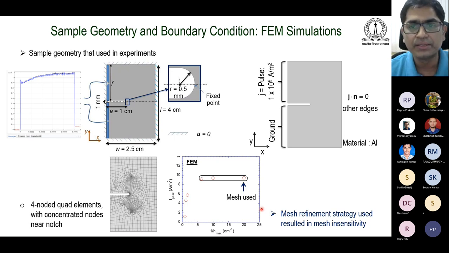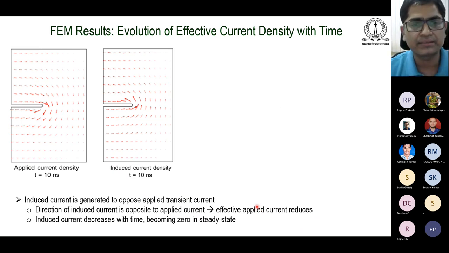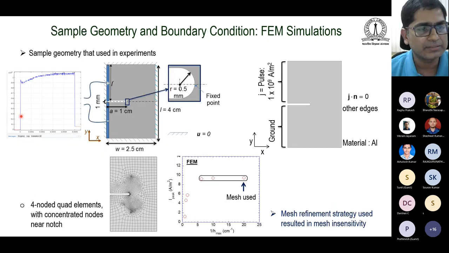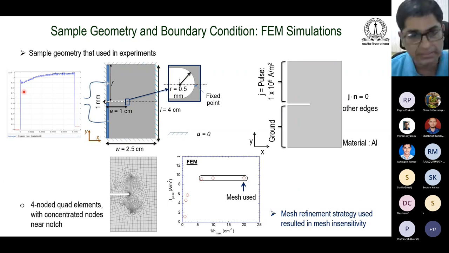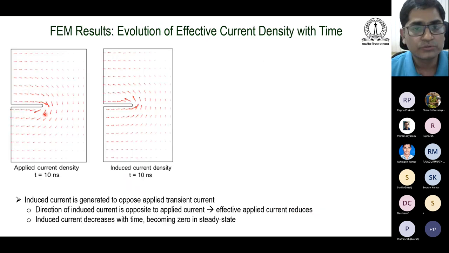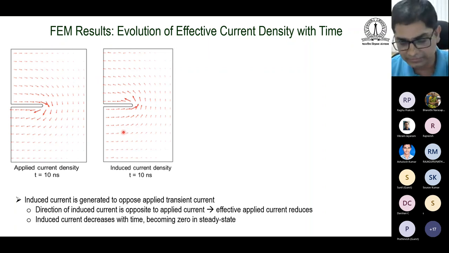Those things were done. And here are some interesting results that come from the FEM, which are again intuitive. It's not very non-intuitive. So this is what happens when we have passed the pulse and we are looking at very early on, about 10 nanoseconds after. This is the applied current density, and this is the induced current density, because as we are passing the current using this square wave, in the beginning the current or the electric field is changing very rapidly. That will then lead to a very rapid rise or change in the magnetic field, which will then induce the eddy currents. So these are all your eddy currents, coming in response to the very rapid change in the electric field because we are passing the square wave.